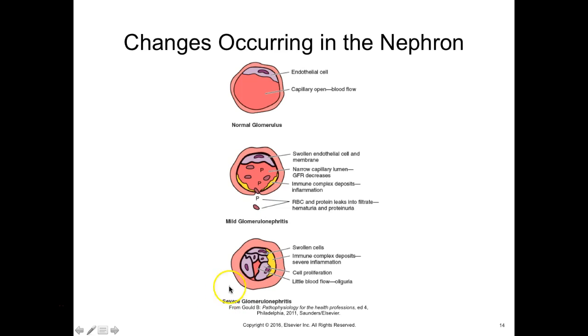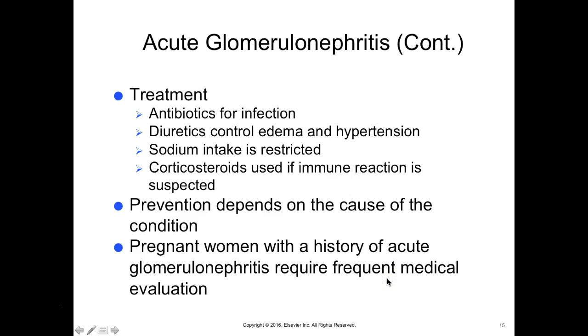Severe glomerular nephritis, now we have a lot of inflammation, little blood flow, so now we have oliguria, so scanty urine output. Acute glomerular nephritis continued. Treatment: antibiotics for the infection because we're treating streptococcal infection, diuretics to control edema and hypertension. Sodium intake is restricted. Corticosteroids are used if immune reaction is what's suspected as the cause or etiology.